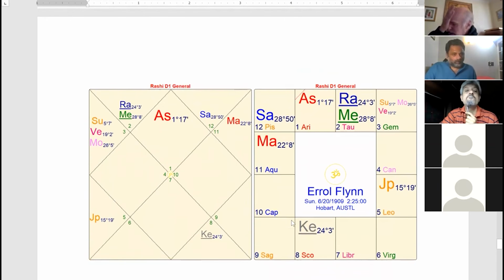Now, some of you may recognize this name. This is an old-time movie star. He had his heyday back in the 1930s and 40s. Huge Hollywood star. Planets in Pushkar Navamsha? Any? Moon. Moon, who else? Venus. So Moon, of course, is the fourth lord. And of course, it's with the natural benefic Venus.